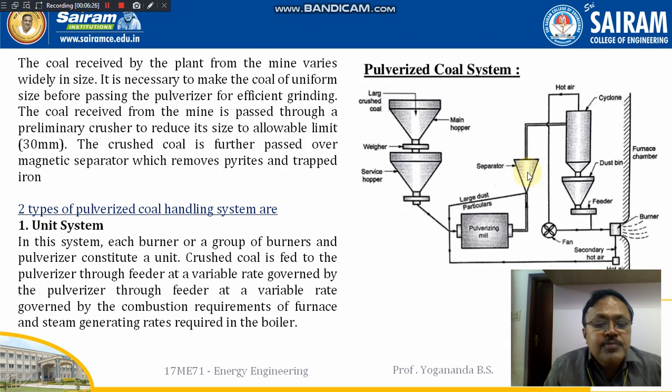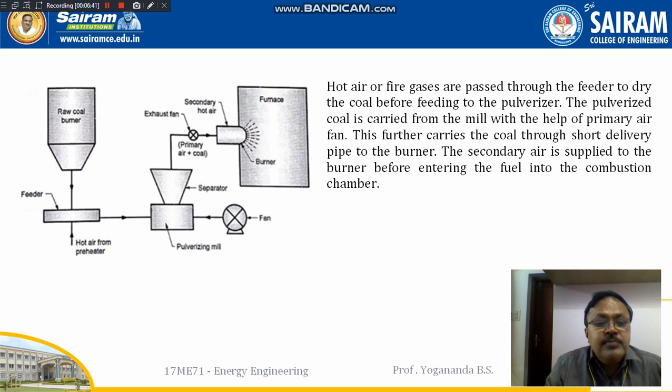So we have two types of pulverized coal handling system here. One is the unit system, which consists of a burner or a group of burners and a pulverizing mill constituting the unit system. So the unit system consists of the raw coal burner and the pulverizing mill. Here the hot air or the flue gases are passed through the feeder to dry the coal, before the coal is passed to the pulverizing mill.